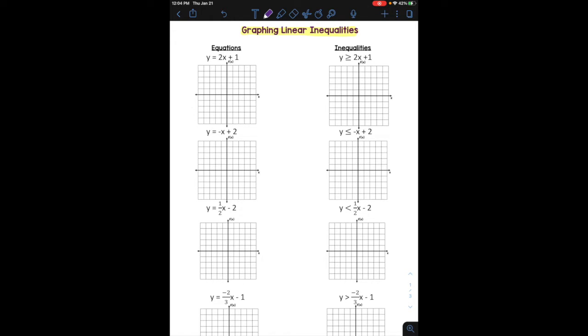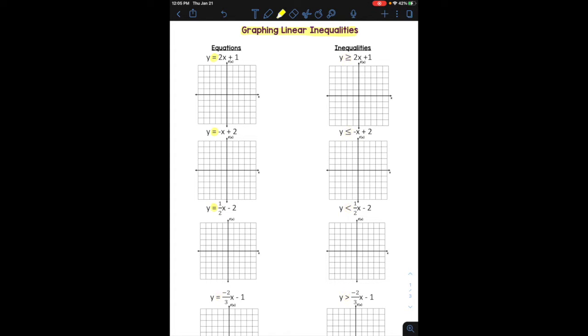As you can see on the left side of the page, we have all linear equations in slope-intercept form. Equations have equal signs. On the right side, we have linear inequalities. These two are in slope-intercept form, but as you can see, they do not have equal signs. We have inequality signs. So what we're going to do is graph the equation first on the left-hand side, and then graph a similar inequality on the right-hand side.